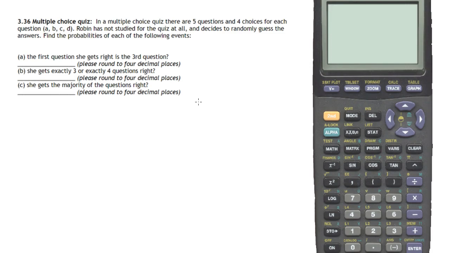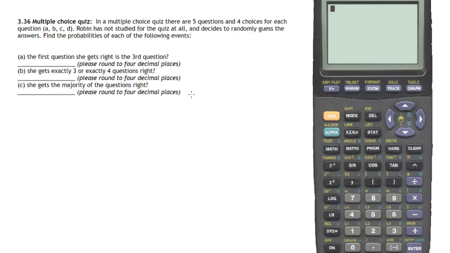This question has to do with 5 questions, multiple choice, 4 choices, and we want to figure out parts B and C here. So she gets exactly 3 or exactly 4 questions right. This would be the probability. We would use binomial PDF for this, and the probability of getting exactly 3 would just be a straight up binomial PDF.